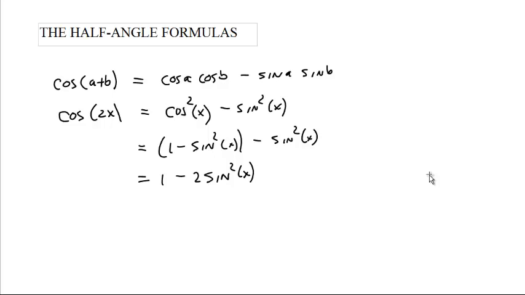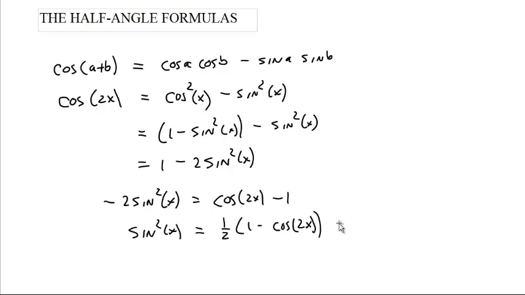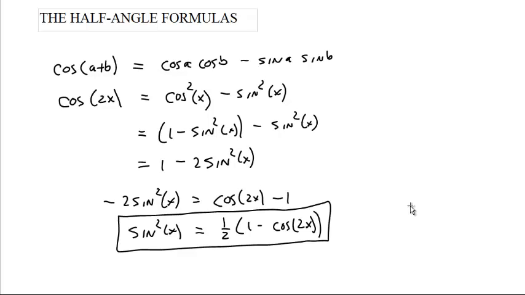And if we bring the negative 1 to the other side, we get negative 2 sine squared of x is cosine of 2x minus 1. And if we multiply both sides by negative 1, we can reverse the order of this and turn this into 1 minus cosine of 2x. And we can divide by 2 and get the sine squared of x is 1/2 of 1 minus cosine of 2x. And that is one of the half angle formulas.